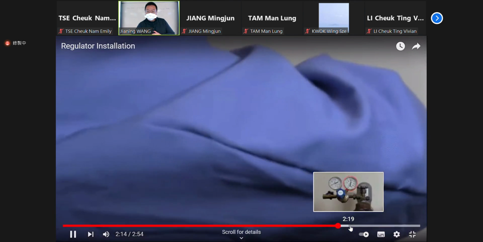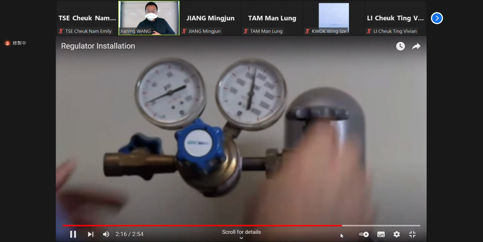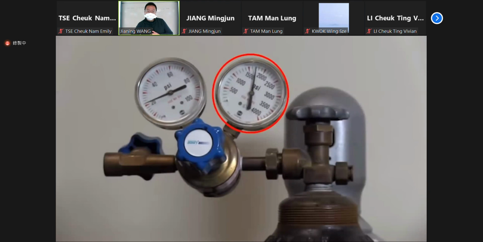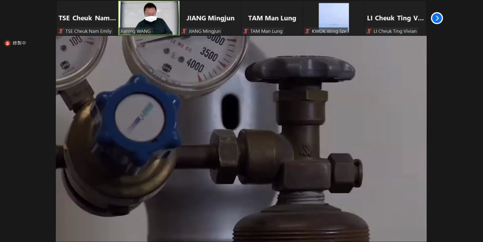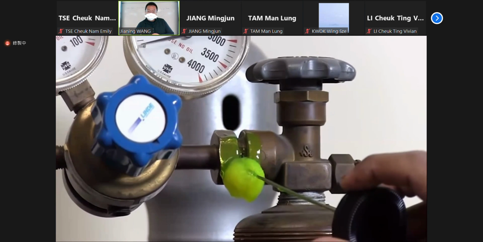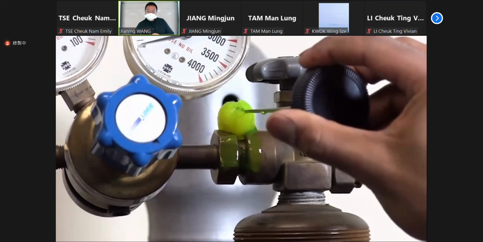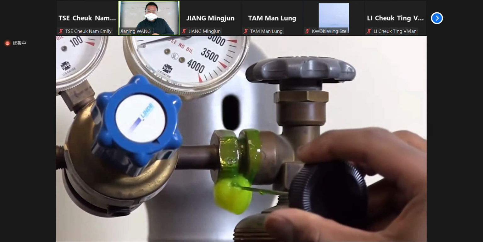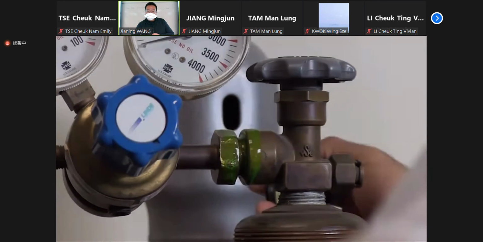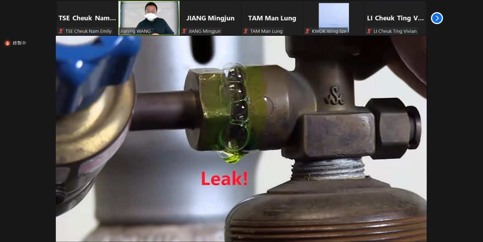To perform a pressure test, close the cylinder valve after checking the regulator's function. If the pressure on the inlet gauge remains steady, there are no leaks. To perform a bubble test, use an approved bubble solution such as Snoop. Apply the solution near the inlet connection, the outlet connection, and the valve stem connection. If there are no bubbles, there are no leaks.